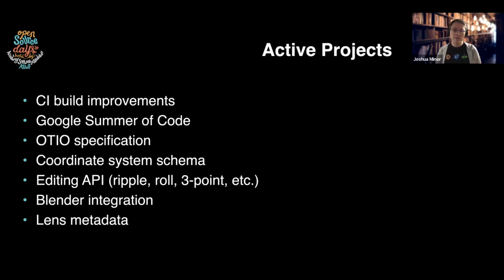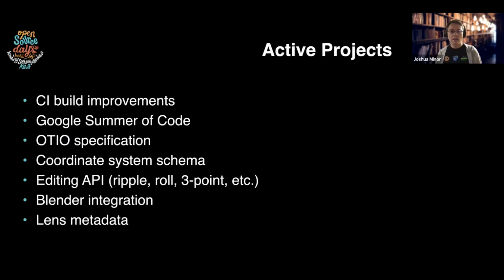So we have a bunch of projects that are active in some form or another, some more so than others. There's been some improvements to our continuous integration build system. We're switching from Travis to GitHub Actions, for example, as well as improving our CMake system. The Google Summer of Code project that I mentioned earlier is wrapping up. There's an effort underway to more formally document a specification for the OTIO file format and data model.